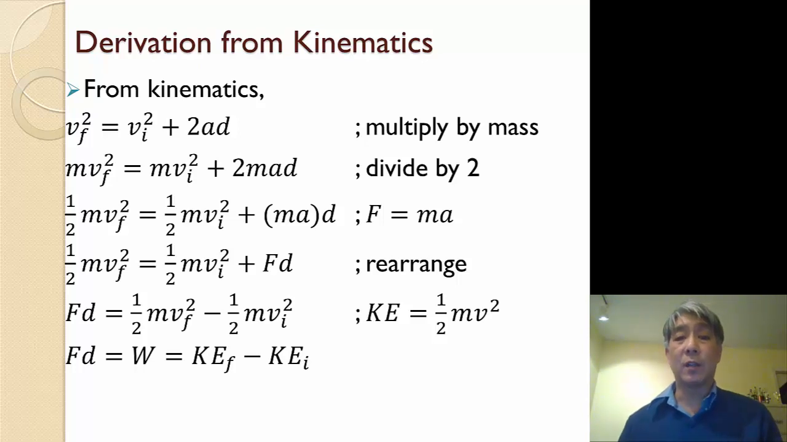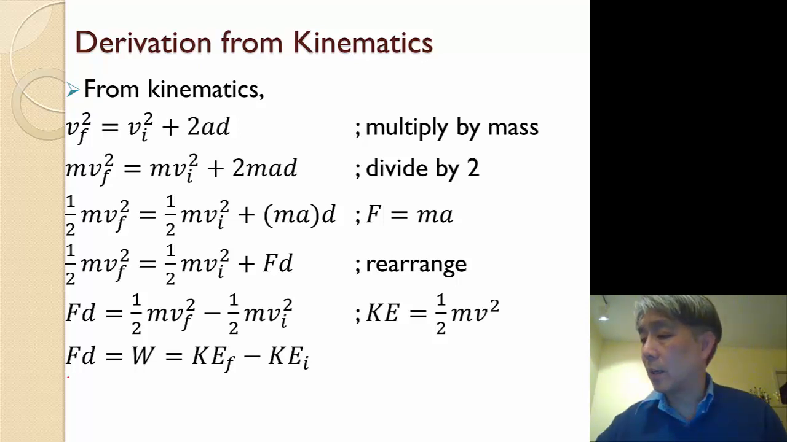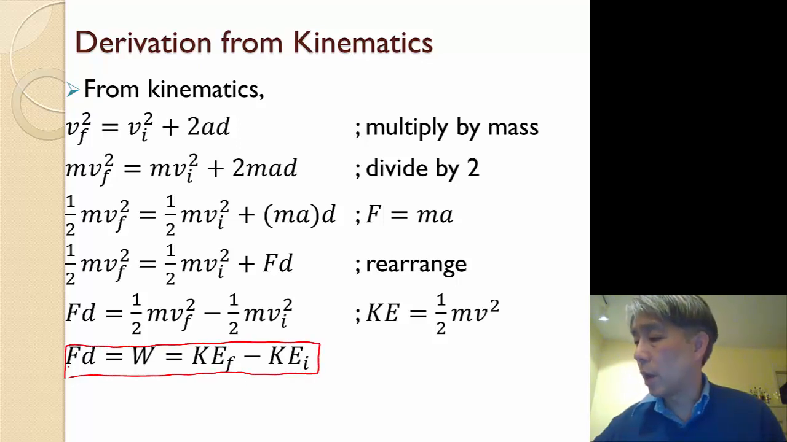Well, mass times acceleration is just force. So I end up with the equation below that, rearranging it so that force and displacement is on the left. And I end up with force times distance is equal to 1/2 m v final squared minus 1/2 m v initial squared, which is just the kinetic energy. So at the end, force times distance is equal to work is equal to change in kinetic energy.